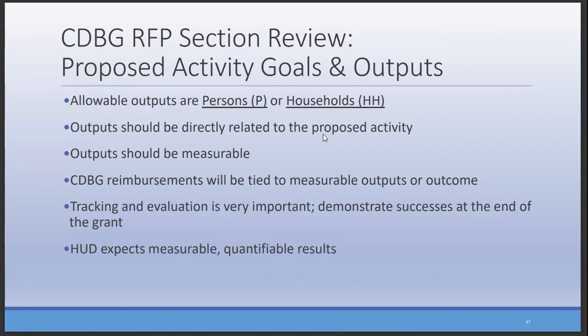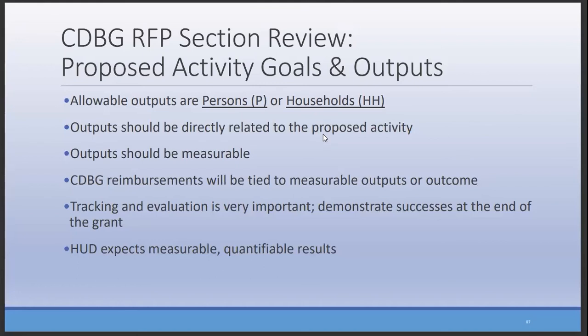These outputs should be measurable and directly related to your activity for at least two reasons. The first reason is because reimbursements are based upon measurable outputs. CDA's payments to organizations are performance-based upon meeting quantifiable results. We do not provide advancements of funds, but rather reimburse an organization after they provided documentation that a measurable outcome has been achieved.